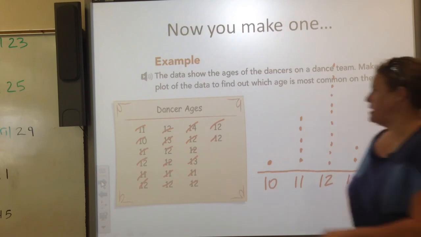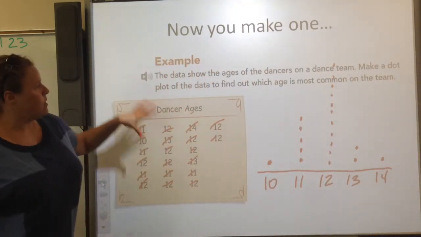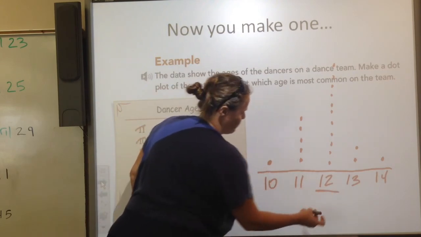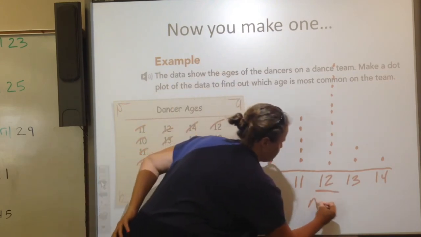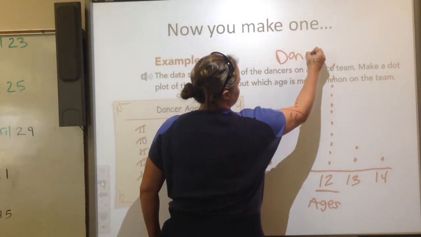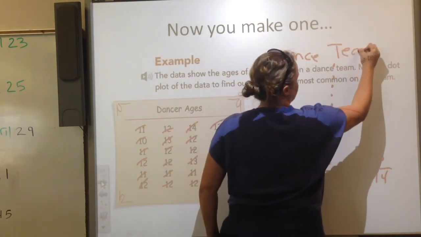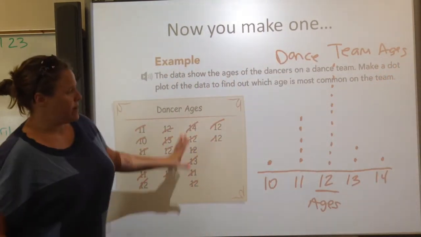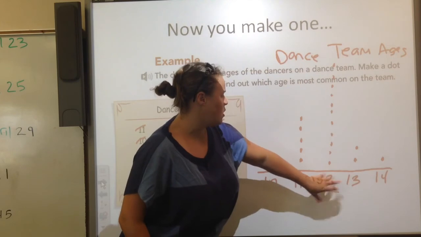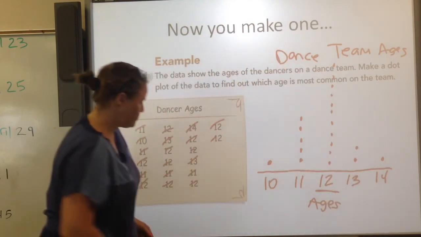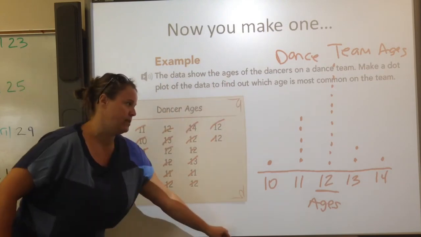So that's our data to see and to find out which age is the most common. We look at our graph and we label it ages. And then we can have our dance team as our title. So you can tell by the graph that most kids are 12 years old, but then they range in the middle. So you can see the spread of the data there.